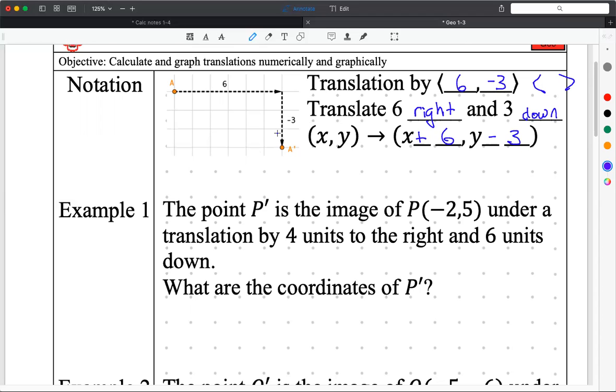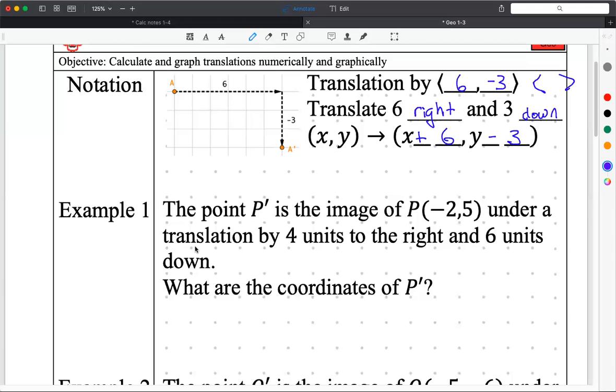All right, so let's try example number 1. Does anyone want to read this one? Esha, go for it. The point P prime is the image of P (-2, 5) under a translation by 4 units to the right and 6 units down. What are the coordinates of P prime? Yeah, and that symbol up here is a prime. Yeah, thank you.